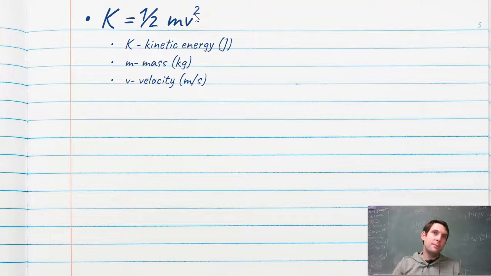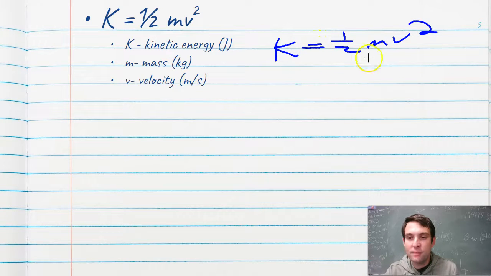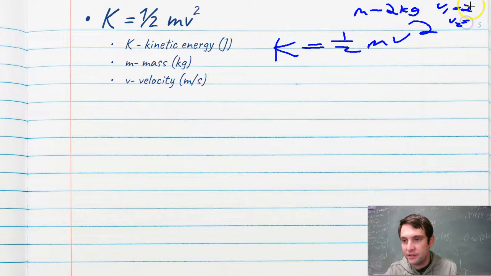That square means that velocity has a much bigger impact on how much kinetic energy you have. For example, our equation is K equals 1/2 mv squared. Let's say we have two objects. Both objects weigh 2 kilograms, so our mass is 2 kilograms. The first object, V1, is 2 meters per second. For V2, we're going to double that velocity, and that's going to be 4. Let's see what happens to our two kinetic energies.